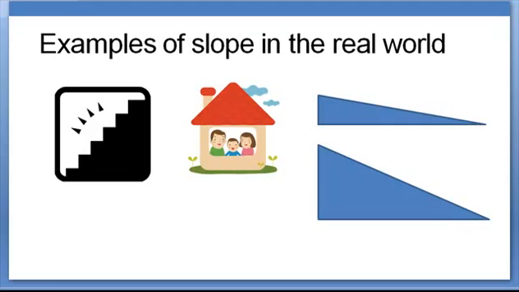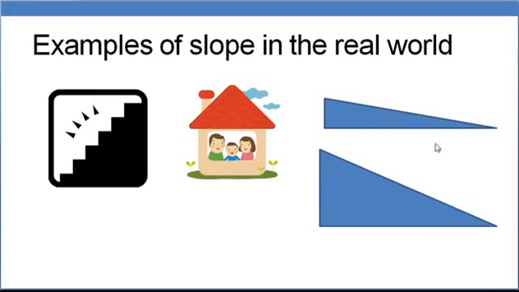And for my last one, I just put two triangles, but I was trying to show a ramp. And if you were doing a handicap ramp, you would not want it to be too steep. The top one would give us a better idea for a ramp because its vertical change is smaller compared to its horizontal change.